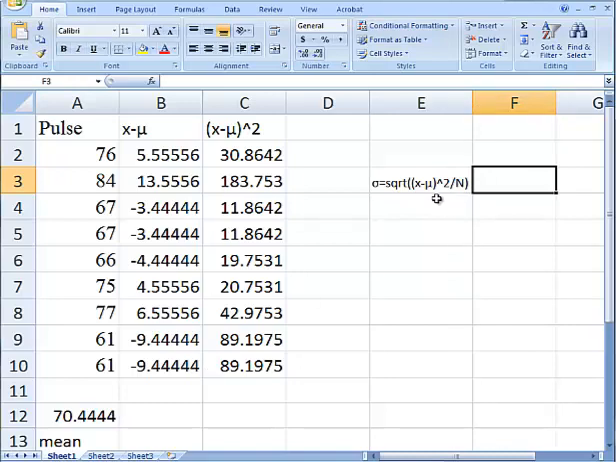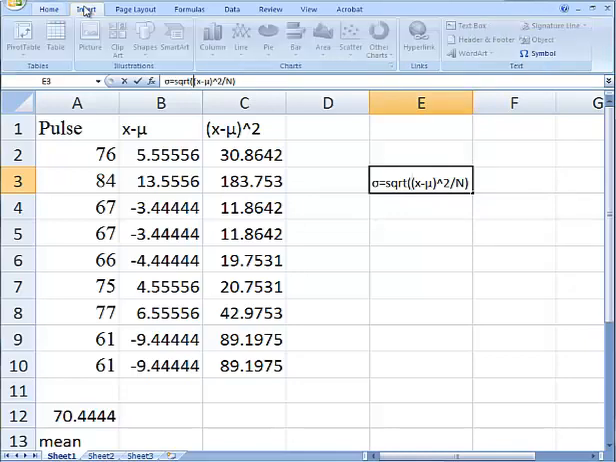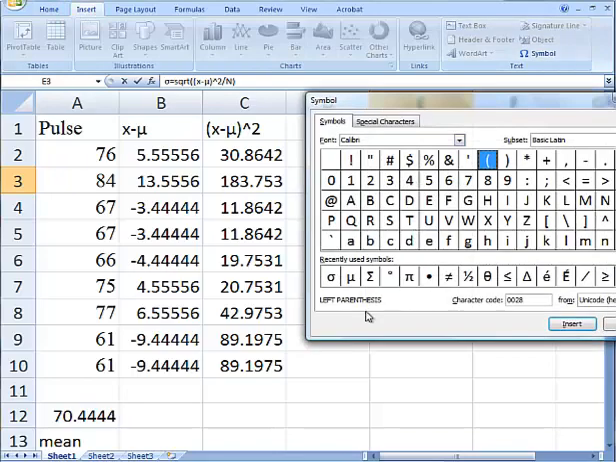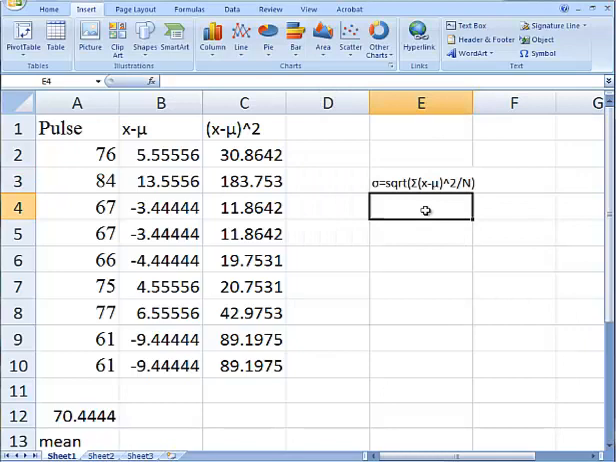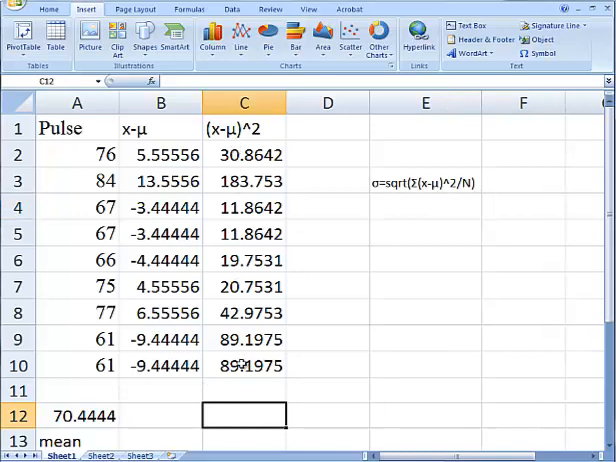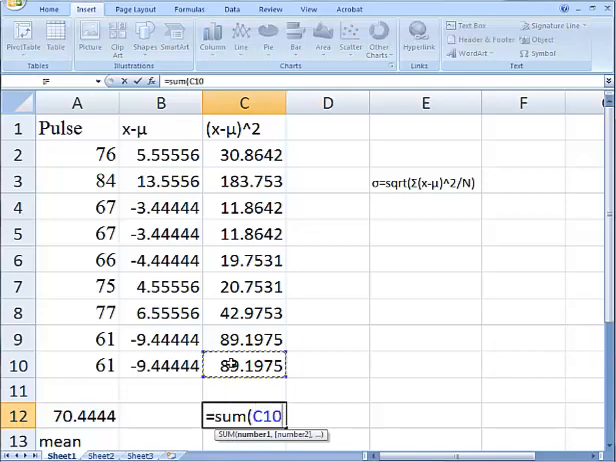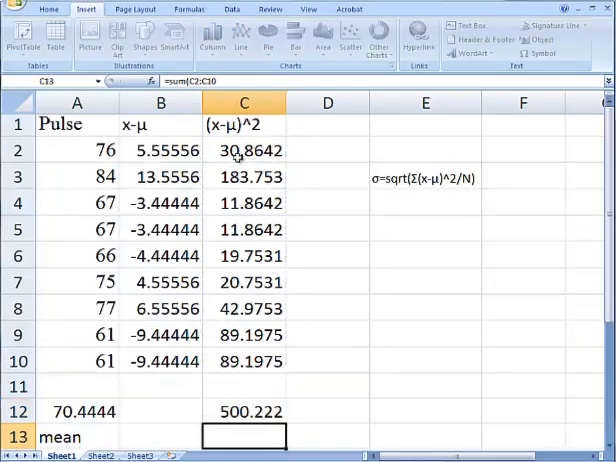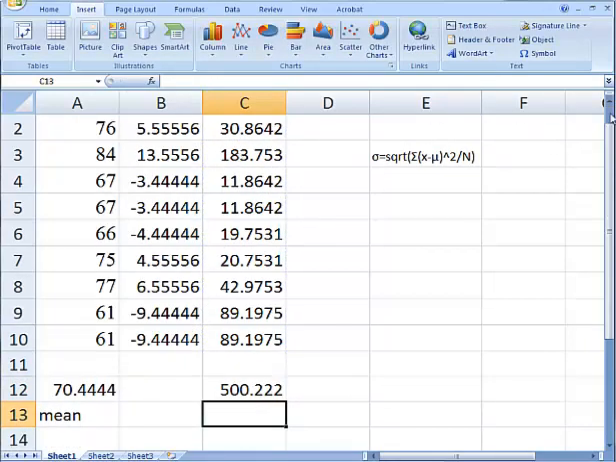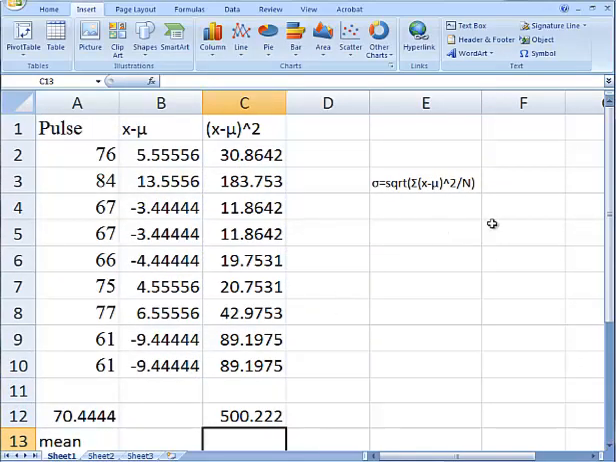Now, the first thing we have to do is change this because I forgot to put in the sum. We're going to insert in there a sigma because it is the sum of the x minus mu squareds and then all that divided by n. And we need to find the sum of all of these cells, so we're going to put equals sum, open parentheses, and highlight the cells, press enter, and then we're going to use that sum to do our calculation.